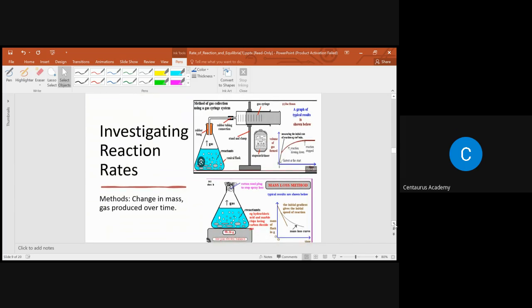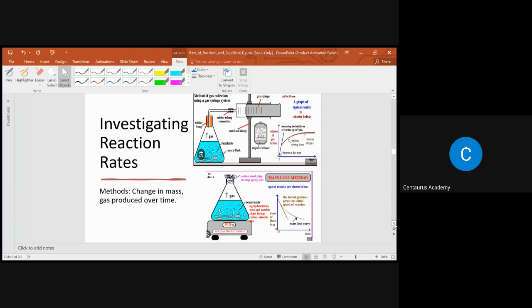So how do we investigate the rate of reactions? There are various ways in which you can investigate the rate of reactions. You can look into how much of the product is produced over a certain period of time, and you can also look into how much of the reactant is lost over a certain period of time. In both cases, the change in the amount of reactant lost and the change in the amount of product produced over that period of time is your rate of reaction.